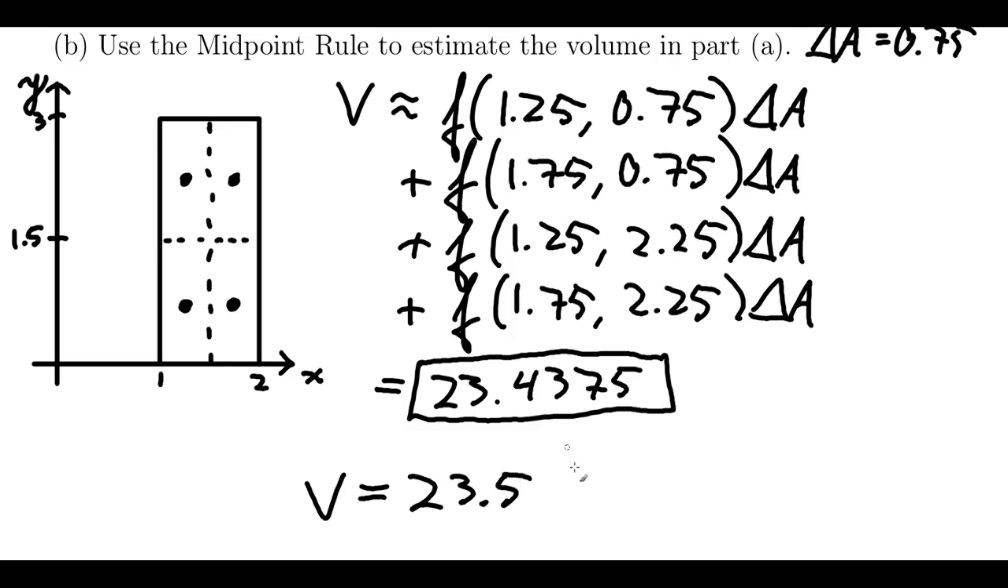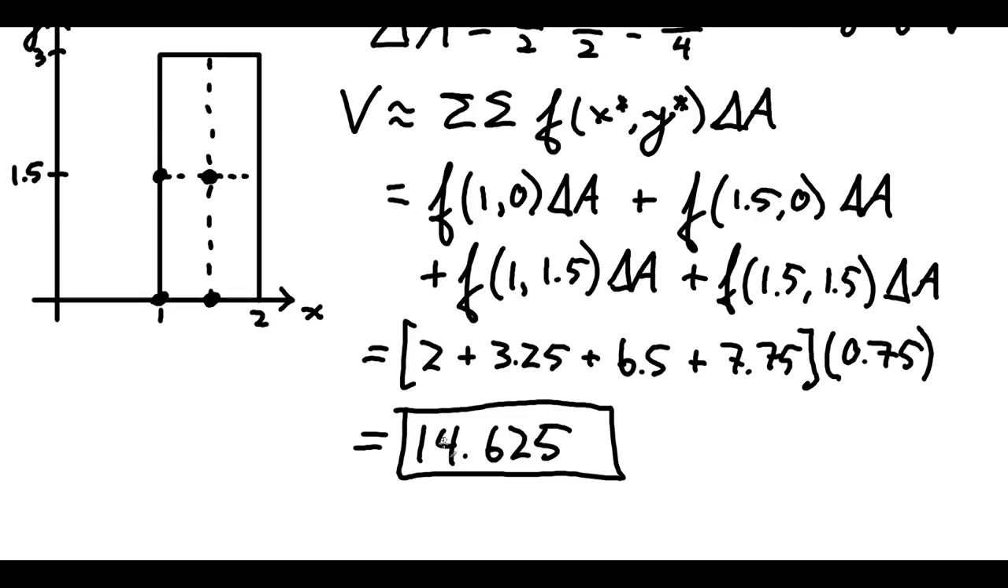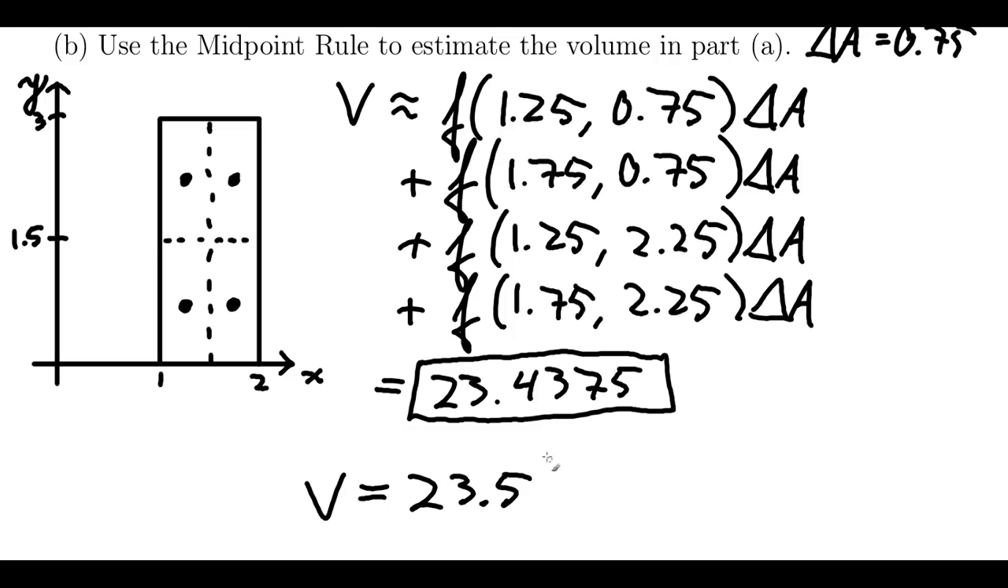Again, see the next video for the details of that. And now we can see that the midpoint estimate was much more accurate than using the lower left corners. Again, with the lower left corners, we got 14.625. With the midpoint, we got 23.4375, much closer to the 23.5.